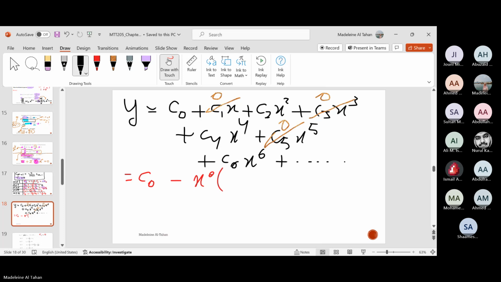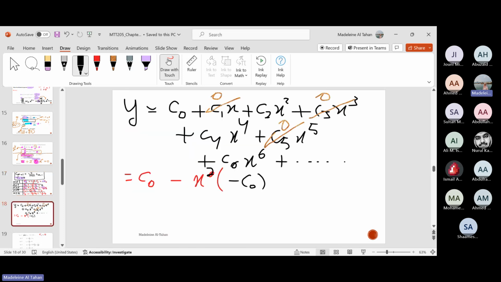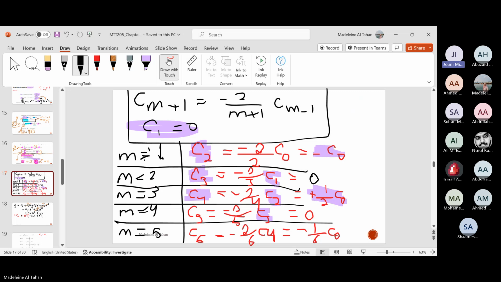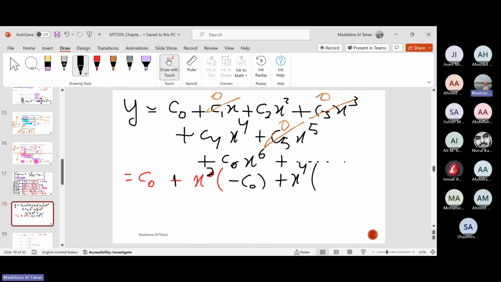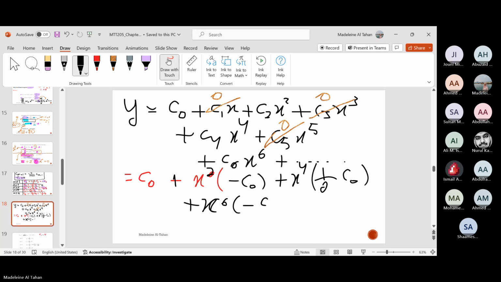Again, C2, from here, it's minus C0. It's the first one. Okay. Now, plus X⁴. C4 is what, miss? Half C0. Okay, we will write here half C0, plus X⁶. C6, what was it? Minus C0 over 6.